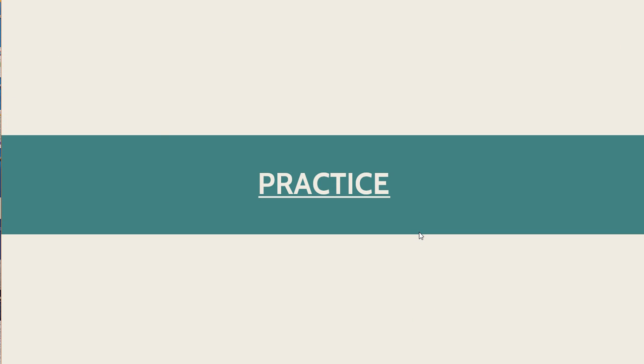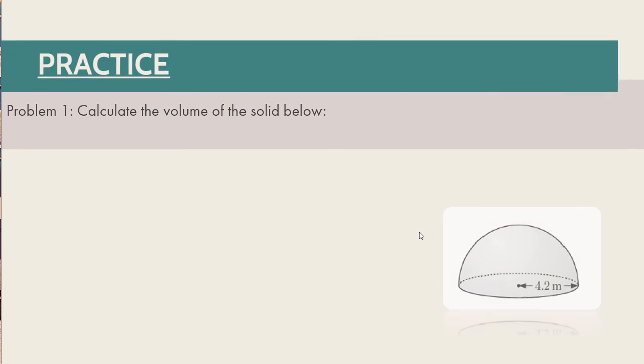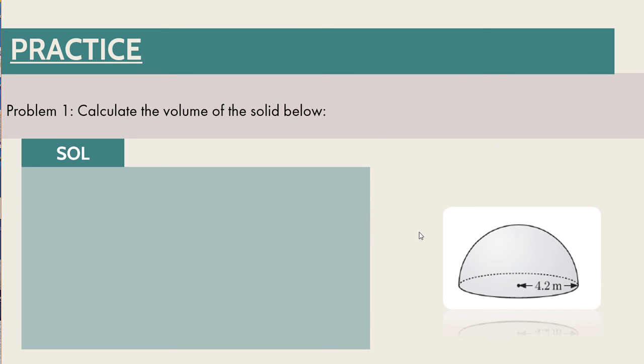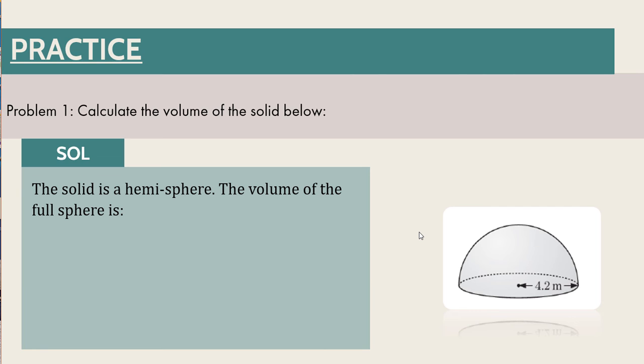Now comes the practice section with more challenging and more interesting problems, I believe. Problem number 1. Calculate the volume of the solid below. Here we have half of a sphere, which is called a hemisphere, of radius 4.2 meters. I think you guys can solve it easily. Of course, we will calculate the volume of the full sphere, and then take the answer by half so that we can find the volume of the hemisphere.